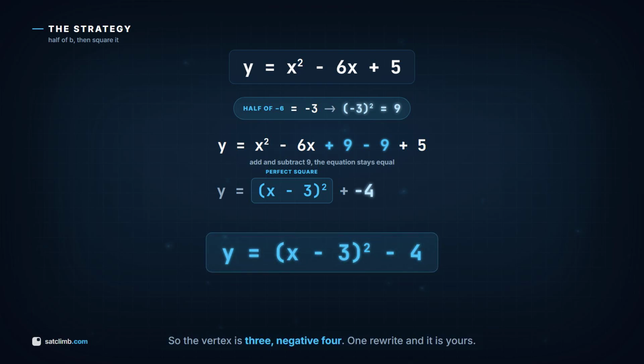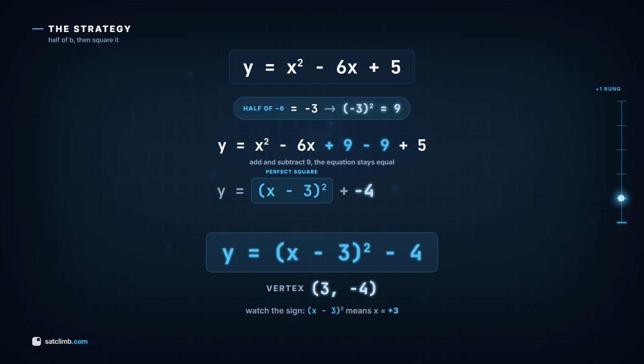So y equals (x minus 3) squared minus 4. The vertex is (3, negative 4). And notice the sign flips. x minus 3 means x equals positive 3.